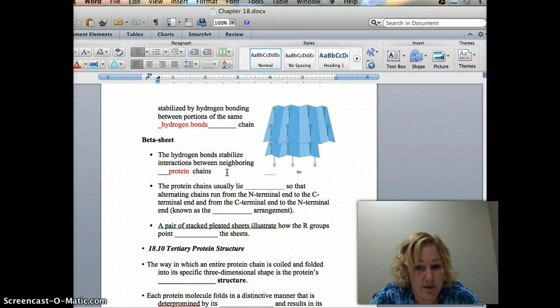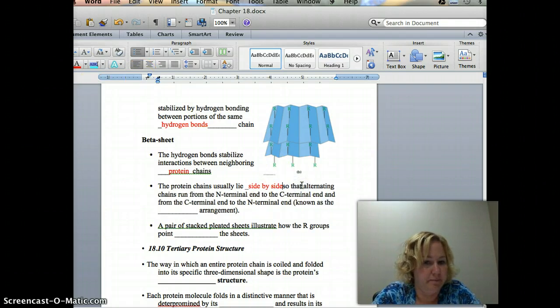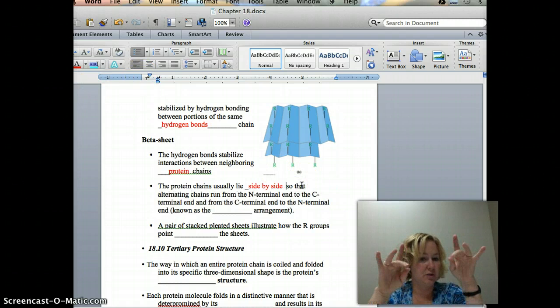So this is what's happening. You have hydrogen bonds. Of course you have hydrogen bonds. And they're sort of interacting between the protein chains. So you have some up, some down, like a little accordion, and they look all pretty. And again, hydrogen bonds are involved. The protein chains lie side by side, so that you can alternate them, so that the alternating chains run up and down like this, kind of. I don't know. Does that make sense?